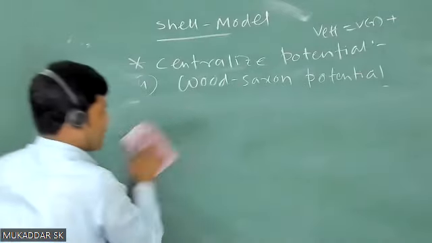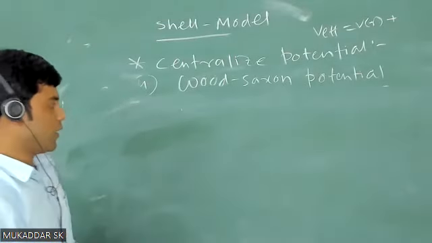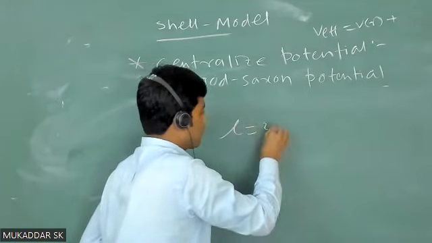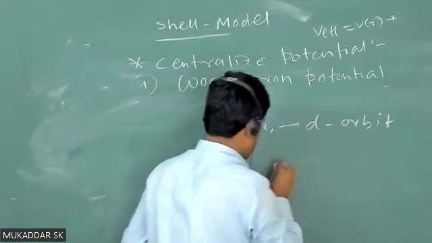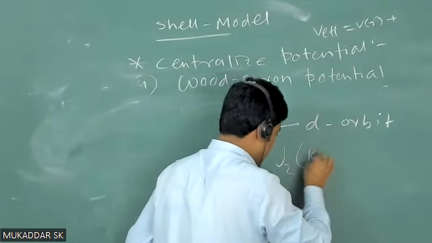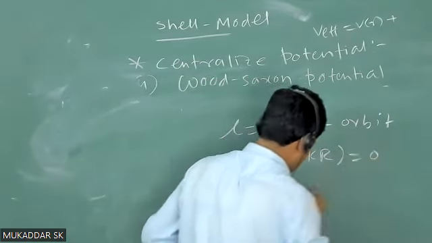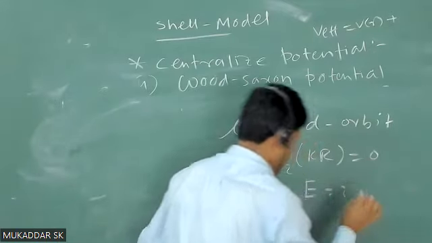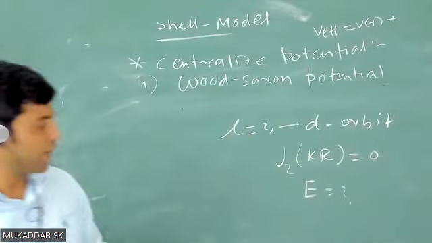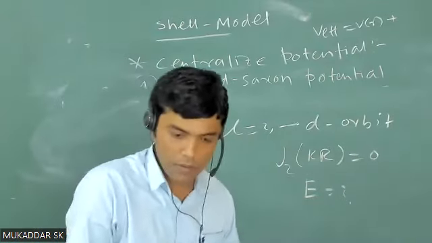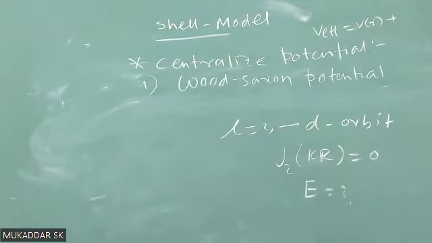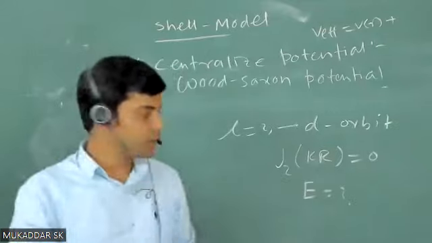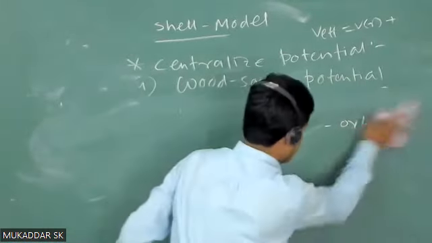And this means that J_L(KR) equals 0 for all other L. If you substitute L equals 2, that will give you the d orbit. It means that J_2(KR) will again be 0, and again you can solve that energy equation. So they have solved the energy eigenvalues for all possible values of L by using the boundary condition, and what they have obtained is that the minimum energy corresponds to the 1s orbit.